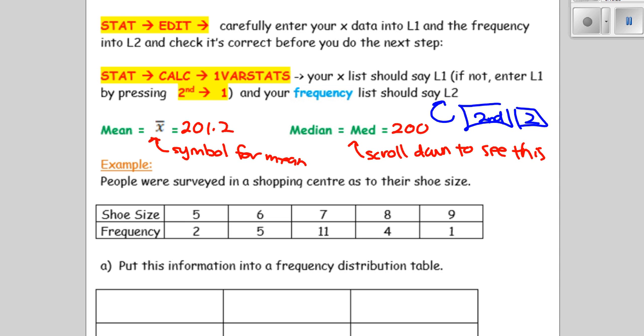You see the x with a line on the top. The median, they call it med, but you need to scroll down. So the mean's easy because it pops up at the top of the list, but the median's right down below. Same with your quartiles, your lower quartile, middle quartile, they're all down further.